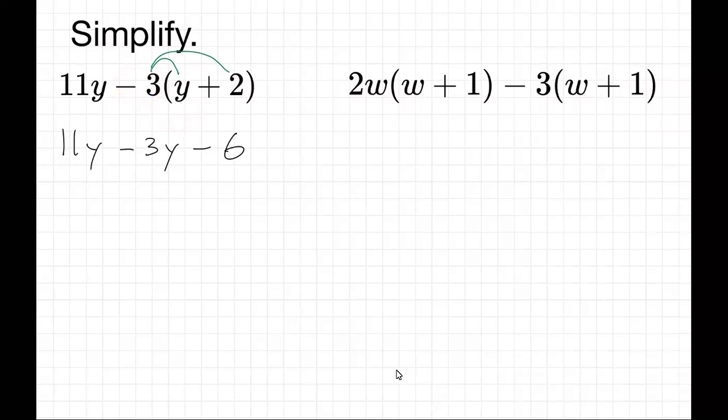Once we get here, though, we go back and see that we now have a pair of like terms that we can actually do the subtraction we see there, right? So combining those two terms, we're going to have 11 and -3. So that'll give us 8y minus 6.